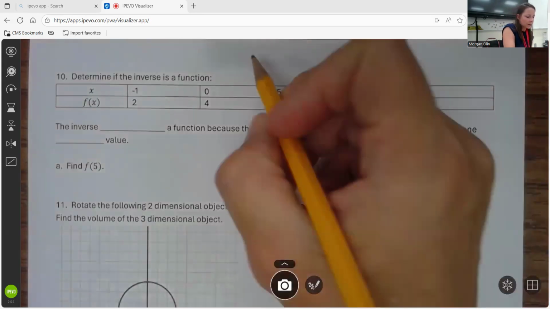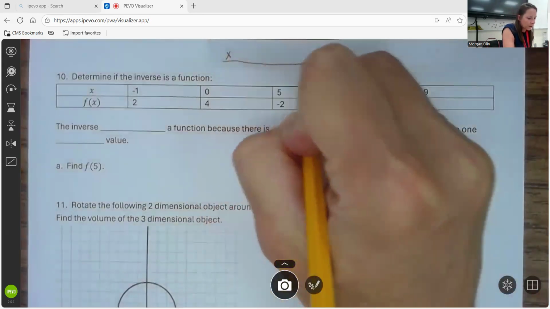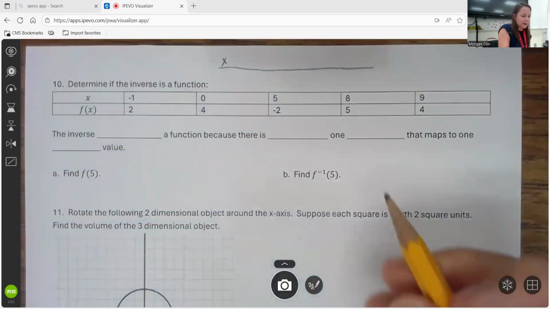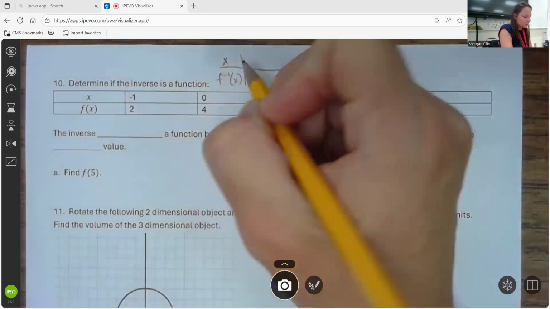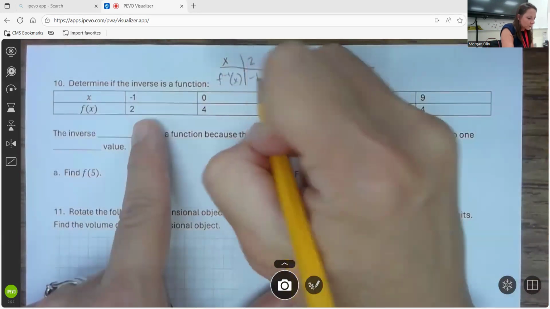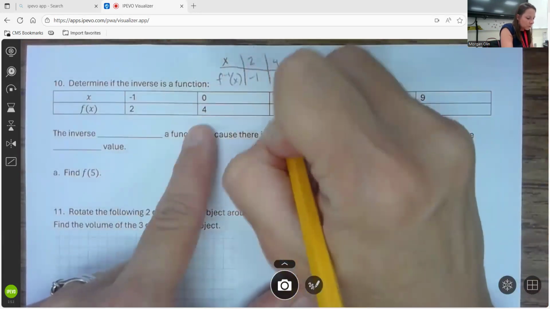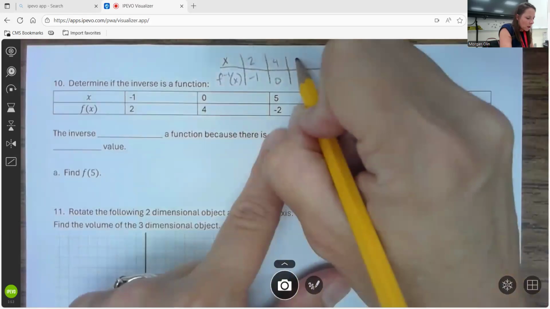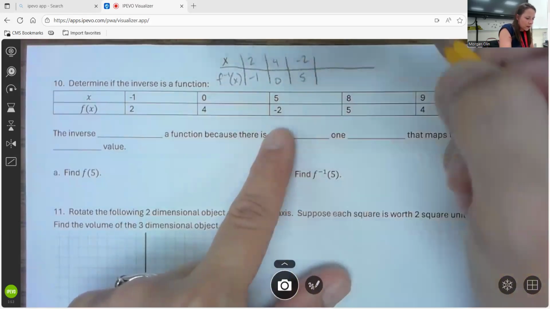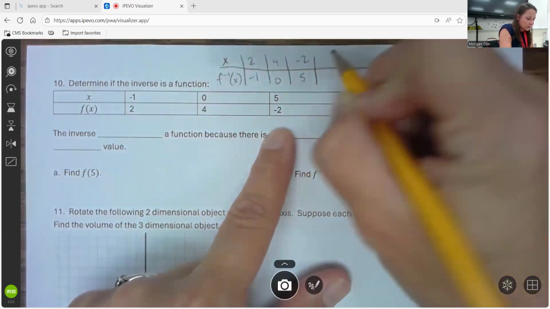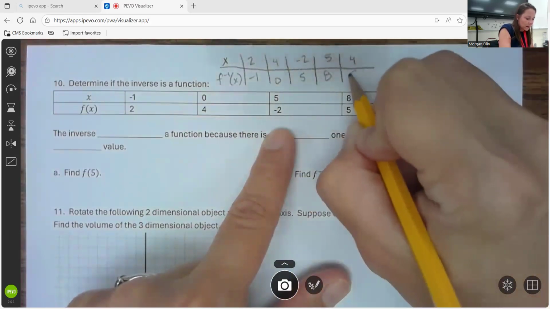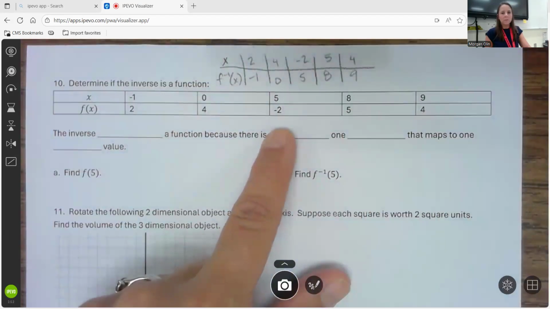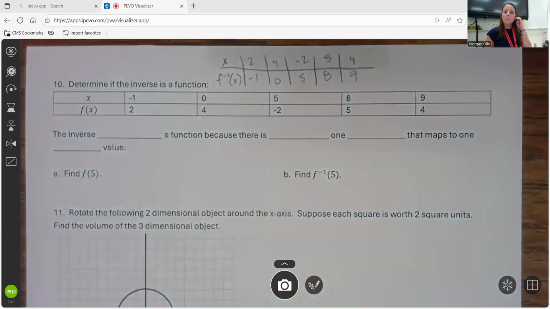you can actually come up with the table for an inverse like this. So we're switching x and y. So that's 2, -1. All right, 4, 0. -2, 5. And let's see, 5, 8. And 4, 9. Okay, and what we're looking for: determine if the inverse is a function.